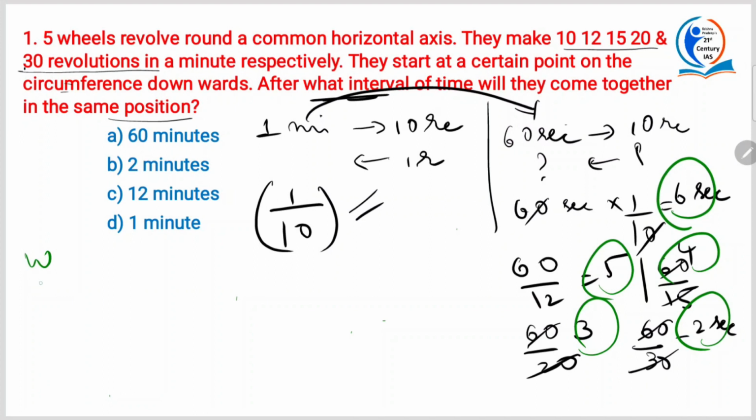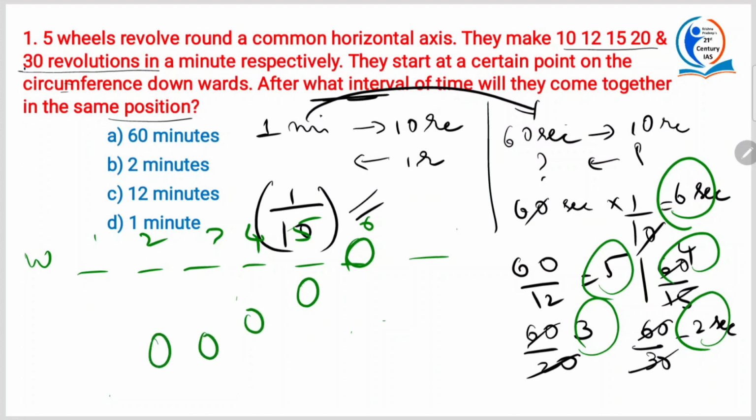See, suppose these are the wheels and these are the time in seconds: 1, 2, 3, 4, 5, 6. Okay. Now, wheel number 1 will take 6 seconds to complete 1 revolution. Likewise, wheel number 2 is 5, 4 and then it is 3, it is 2, right? Again, these particular wheels will be completing 1 revolution in 12 seconds, this in 10 seconds, then this in 8, this in 6 seconds and this wheel in 4 seconds.